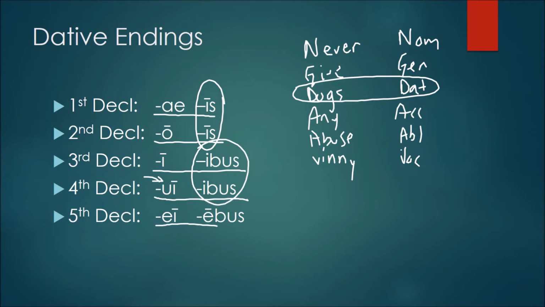And then in fifth declension, which has its characteristic E endings, it's either EI in the singular or ebus in the plural, the fifth declension plural being very similar to the third and fourth declension plurals.